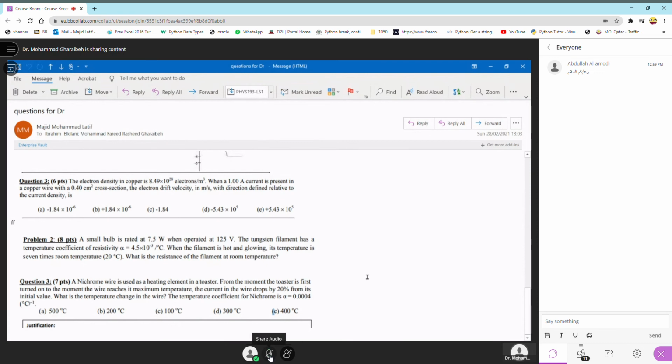Yeah, V square over R. I'm sorry, P equals IV or V square over R. The power is V square over R. Then you find the resistance. That means what is R at 140 degrees.